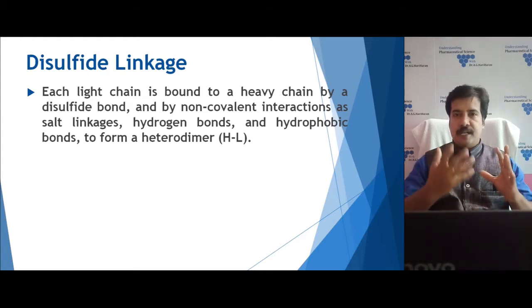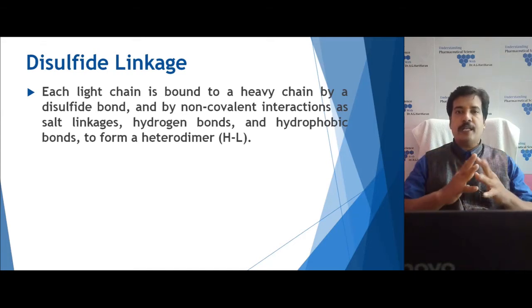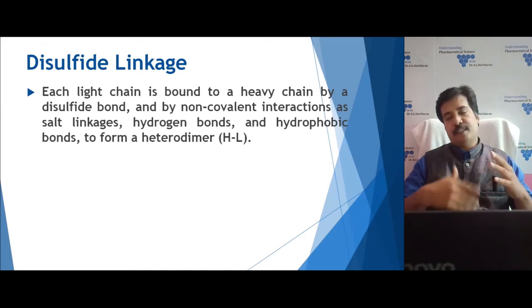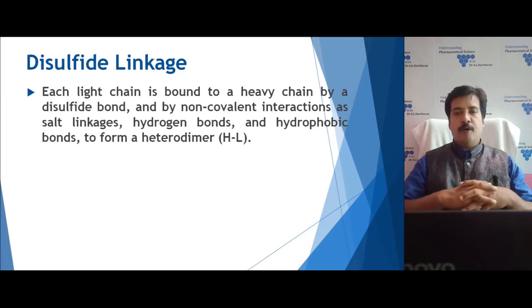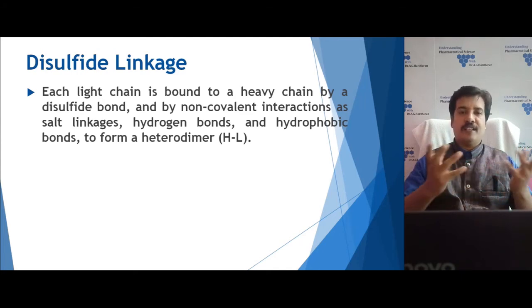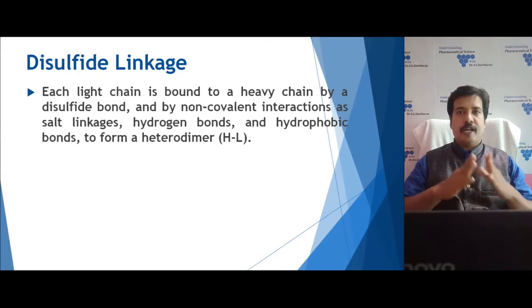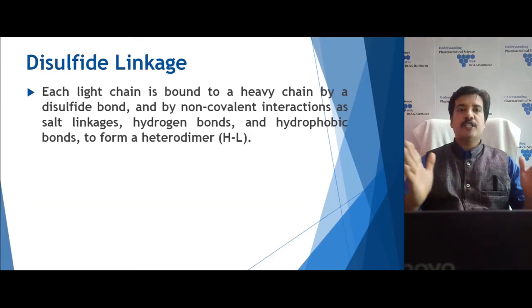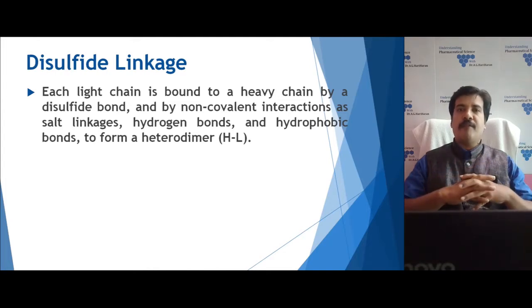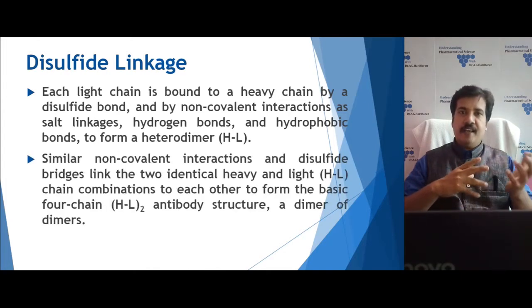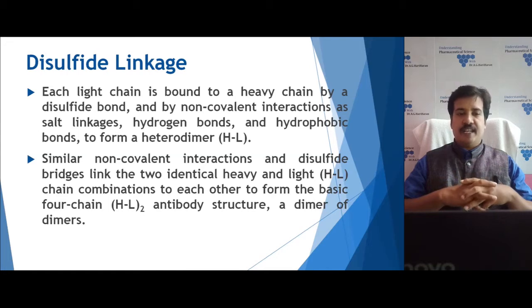And apart from this disulfide bond, it is also held together by non-covalent interactions produced by hydrogen bonds, hydrophobic bonds, or the salt linkage. This leads to the heterodimer. We call this a heterodimer because one is the light chain and the other is the heavy chain, joined together. Similarly, dimers are formed between the two identical light chains and between the two identical heavy chains, which leads to the formation of the four-chain antibody structure, dimers of the dimers.